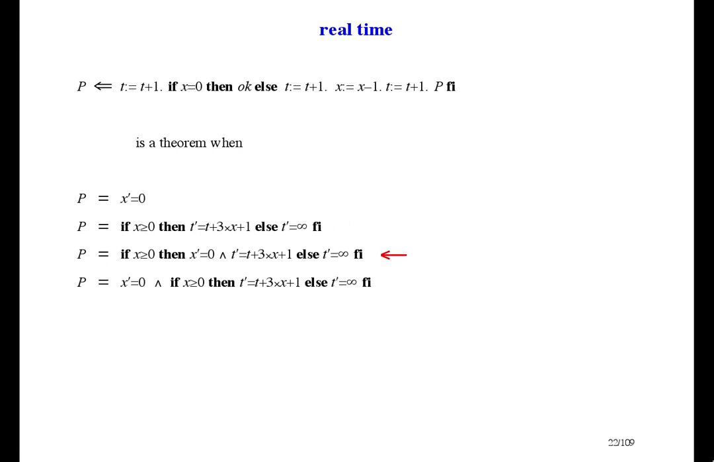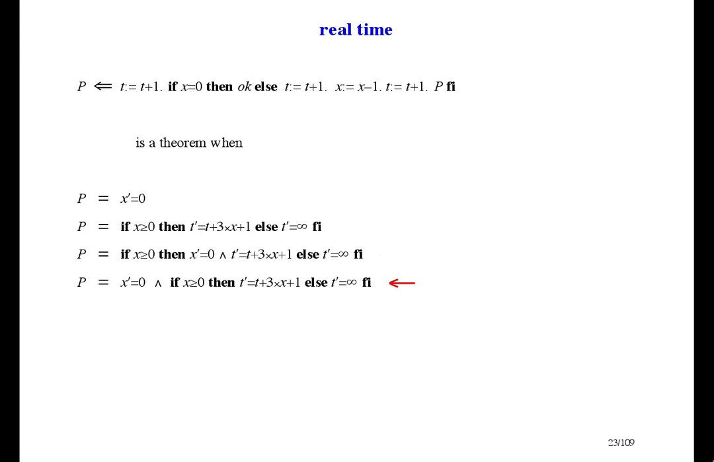The next specification, for which we can prove the refinement, talks about both result and time. It says, if x starts non-negative, then the result is 0 and the time is 3x plus 1. Otherwise, the time is infinite. Now, that one seems to me to describe the computation perfectly.